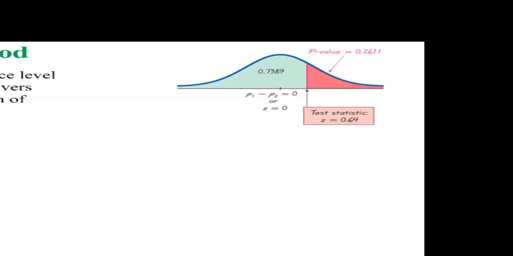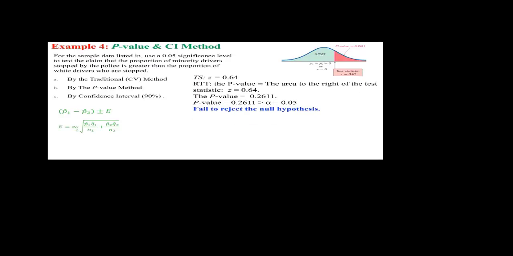Fail to reject the null hypothesis. We will get to that when we do the confidence interval in a moment. But for now, this statistic results in a p-value of 0.2611, larger than alpha. Do not reject the null hypothesis. Again, some authors and some texts don't want you to write don't reject; fail to reject is actually more proper wording. I want you to know that. Fail to reject is much better.